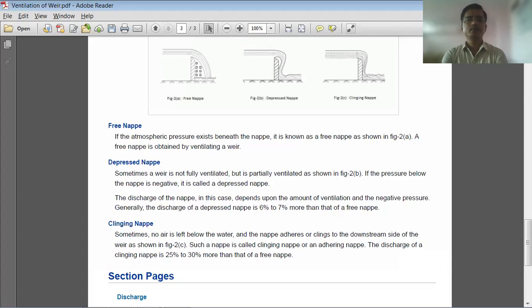Depressed nappe. Sometimes a weir is not fully ventilated, but is partially ventilated, as shown in figure B. If the pressure below the nappe is negative, it is called as the depressed nappe. Generally, the discharge of depressed nappe is 6% to 7% more than that of the free nappe.